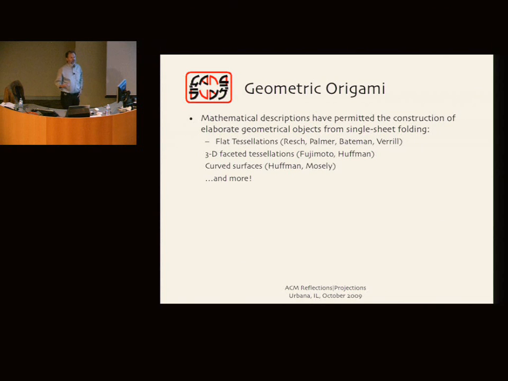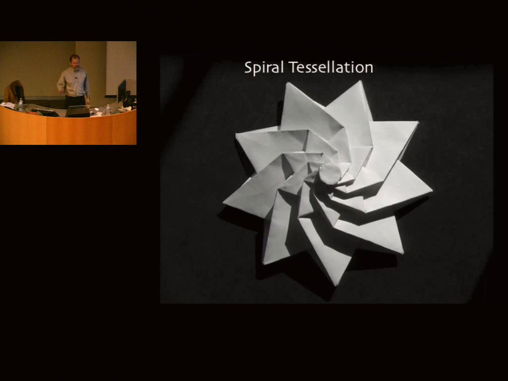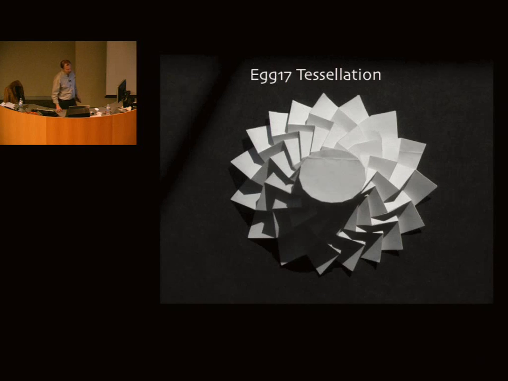Flat patterns called tessellations, look like tilings, division of the plane, 3D tessellations, curved surfaces, and more. This is the cutting edge, so to speak, of origami today. And I'll just show a few simple examples. Here's a spiral tessellation, an egg-shaped tessellation. These are patterns that don't look like something. They're beautiful just in the patterns of the folded edges.